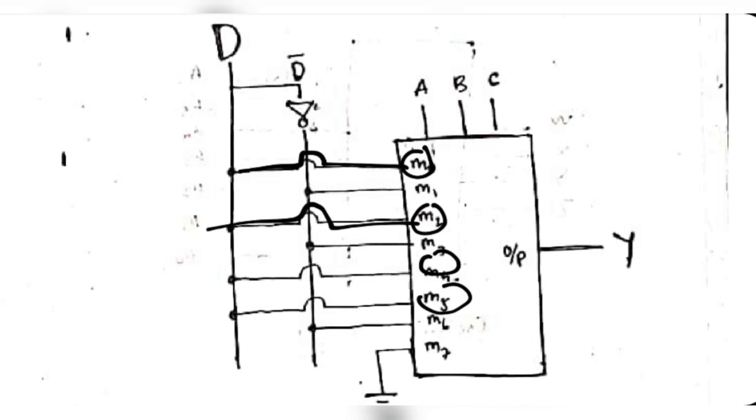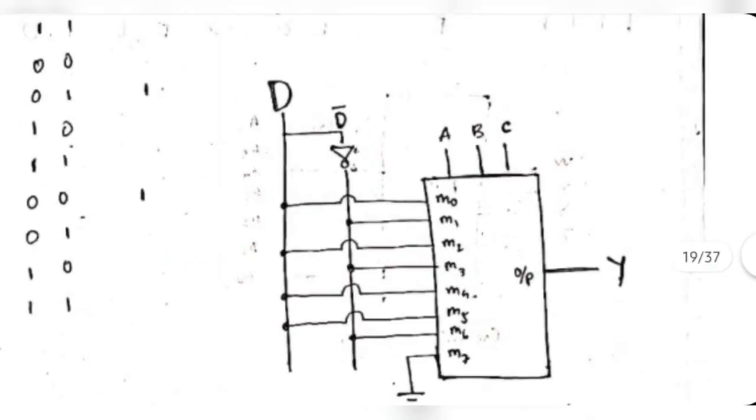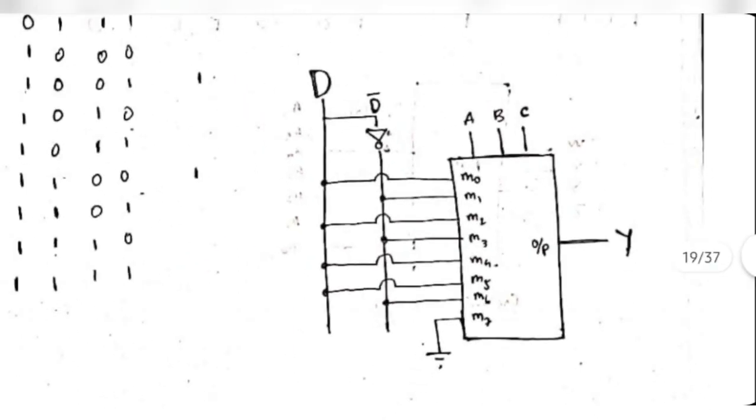Okay, similarly the terms which had connection with D bar, those will be connected with D bar, and M7 was ground, so it will be connected with ground. So this is the circuit diagram for the given question.